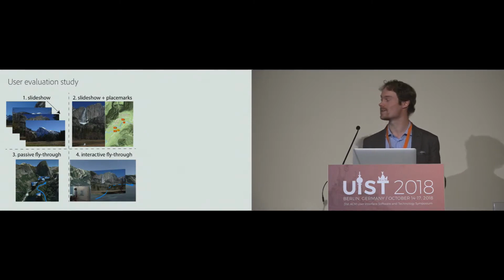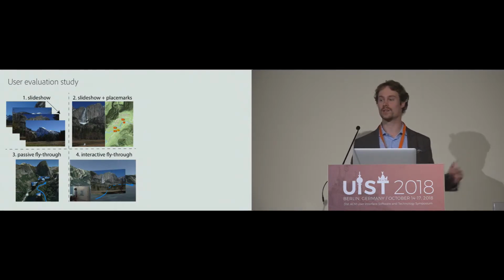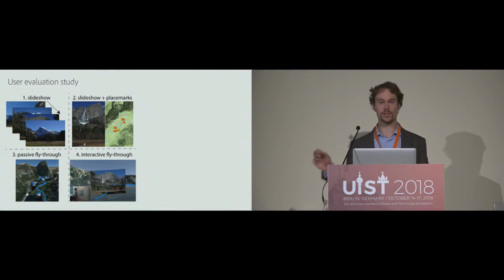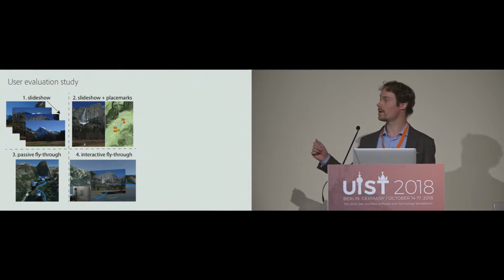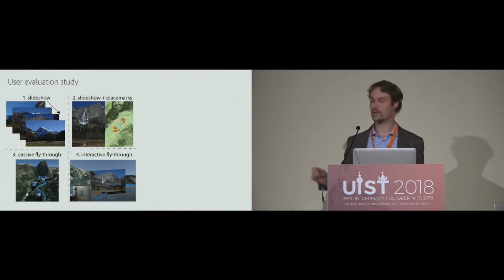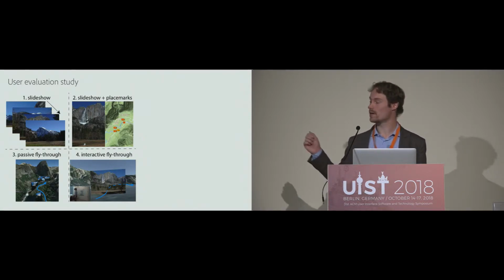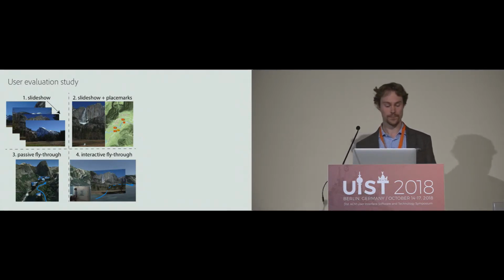The easiest one is the slideshow, where basically one photograph is followed by the other one. Then the second mode is slideshow with GPS positions. So for each photograph, you also see a top-down view where the position of the photograph is marked on a map. However, you don't see any orientation of the photograph here.